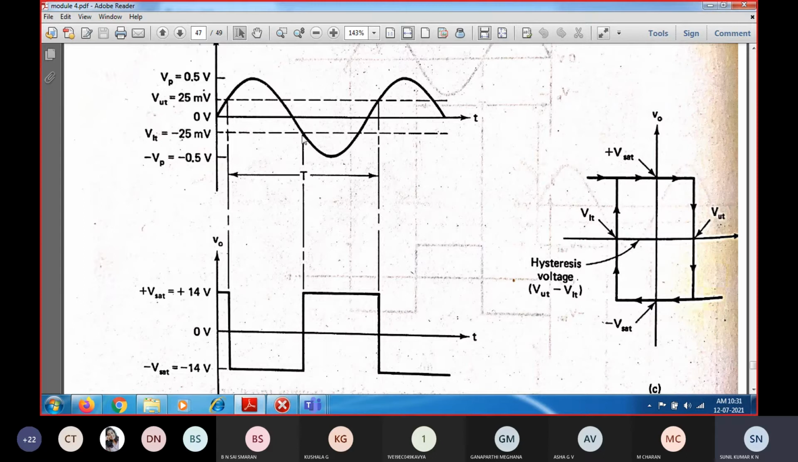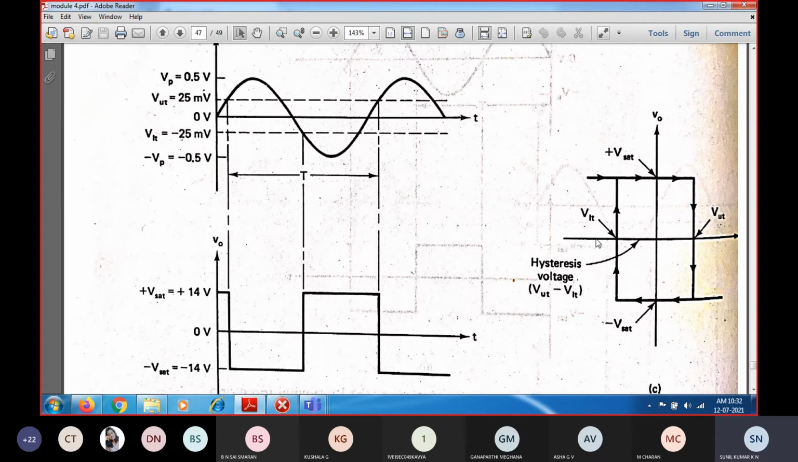And whenever the input becomes equal to the non-inverting terminal voltage of minus 7 volts, it is going to switch from negative saturation to positive saturation. So that is the trigger voltage. Again it will enter into the positive saturation, and during the rest of the input in the negative peak, you can see it will switch to this one, right?